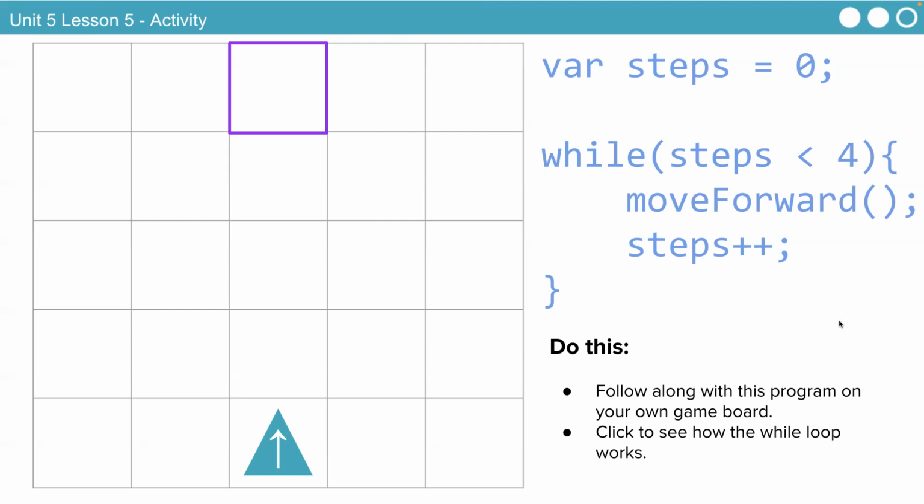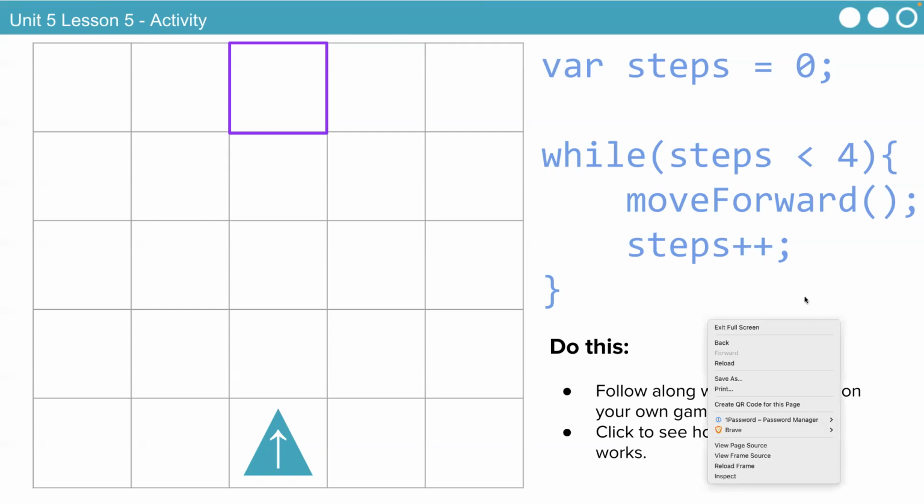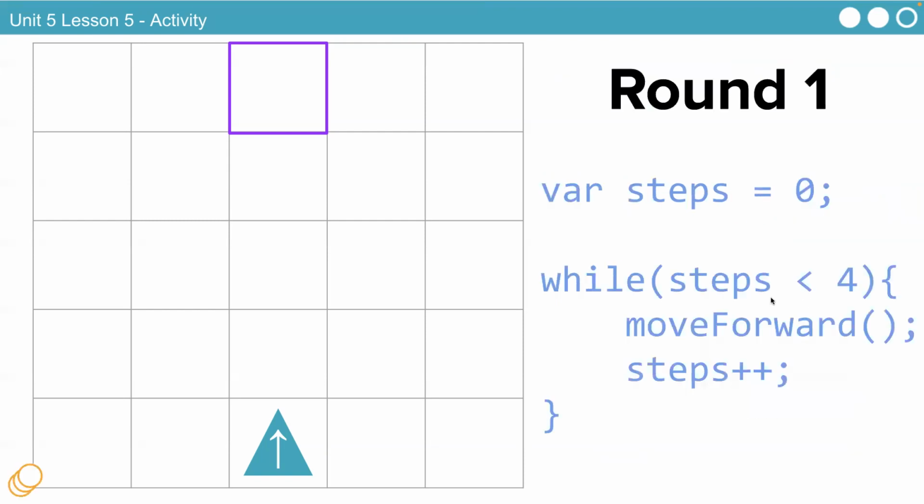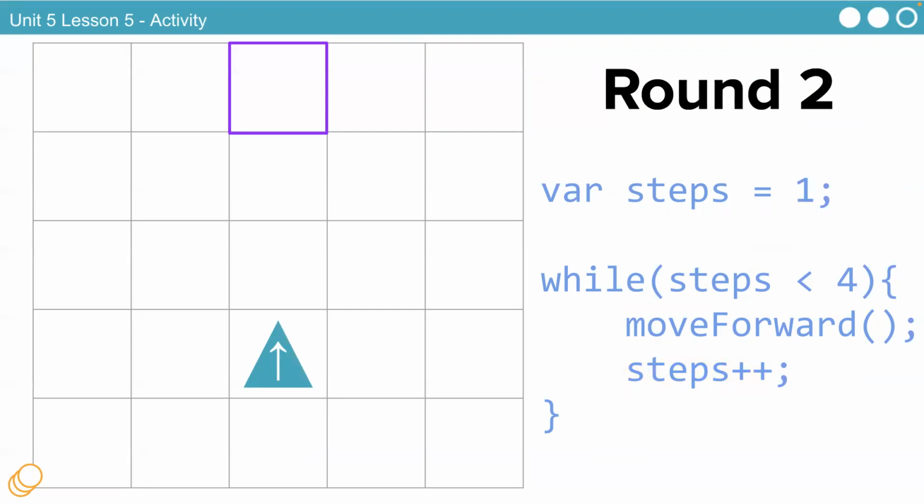So if you run this, great. Is 0 less than 4? Yes. So we're going to move forward. We're going to add 1 to steps. Okay. Your guy moves forward. Now steps is not 0 anymore. It's 1. Second round.